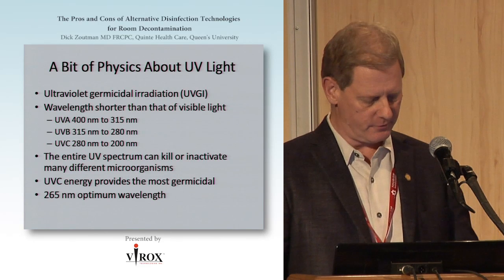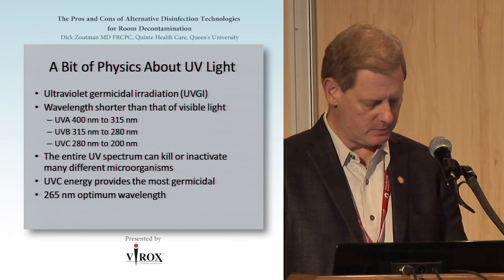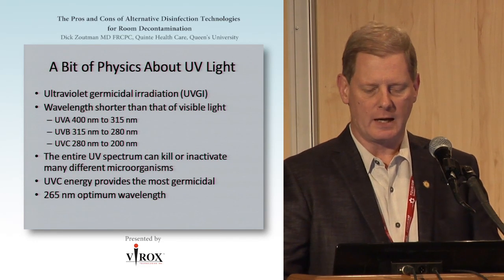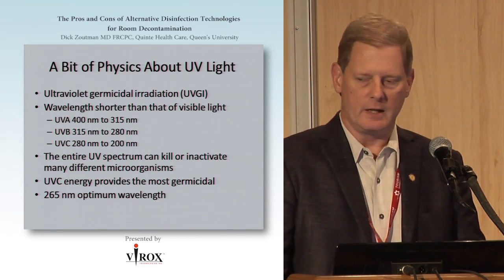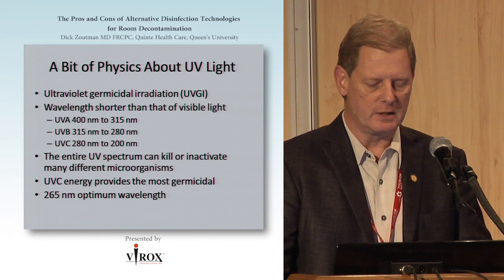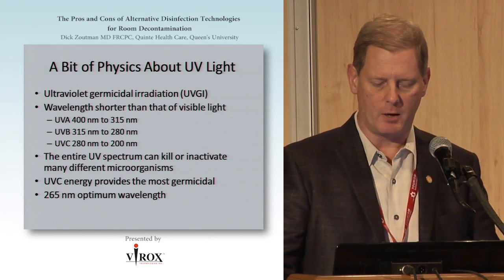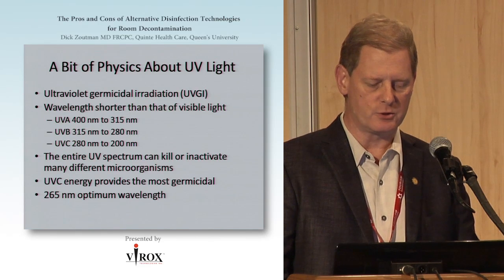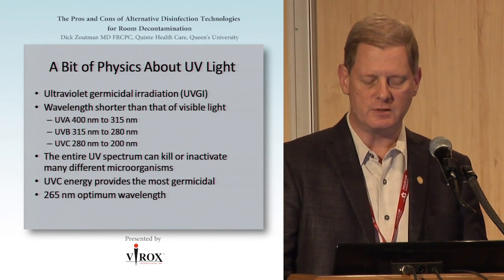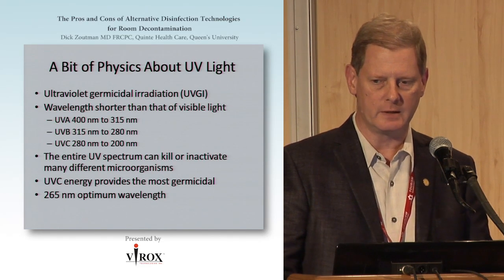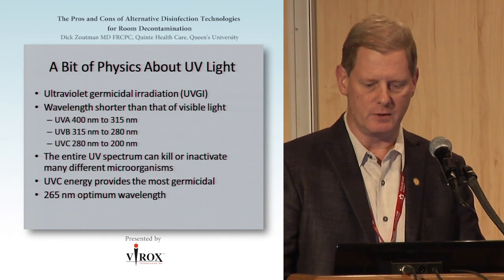So let's talk about the first area of technology, and that's specifically ultraviolet light. Ultraviolet germicidal irradiation is really ultraviolet lights used in different facilities. UVA, B, and C you've heard about. They're part of the spectrum of short wavelength of light. UVC between 280 and 200 nanometers has the most antimicrobial effect. It basically damages the DNA of the organism.